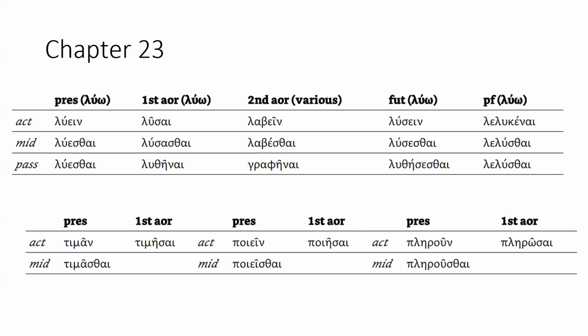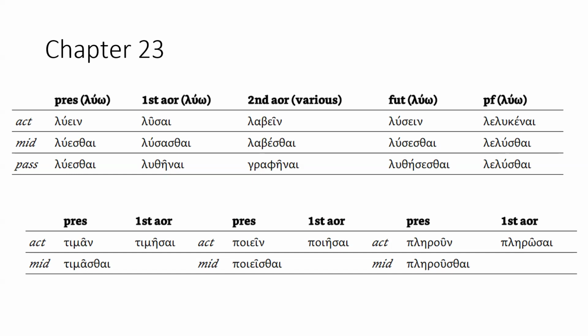Present active, luein. First aorist active, lusai. Second aorist active, labain. Future active, lusain. Perfect active, leleukenai. Present middle, luestai. First aorist middle, lusastai. Second aorist middle, labestai. Future middle, lusestai. Perfect middle, lelustai. Present passive, luestai. First aorist passive, luthenai.